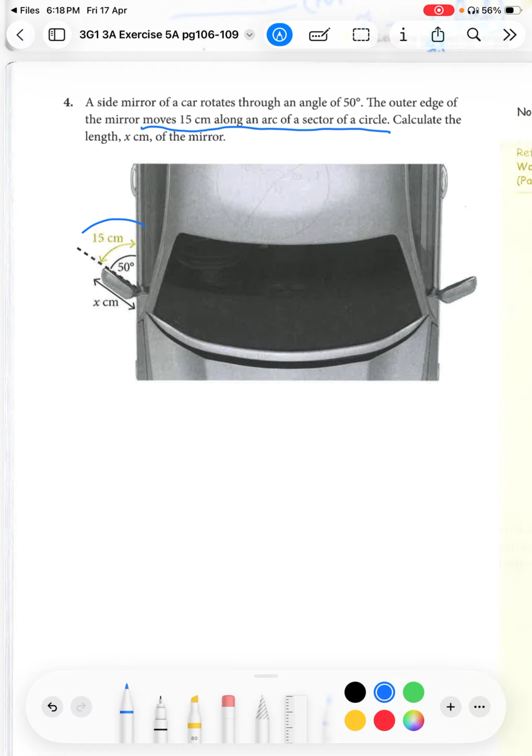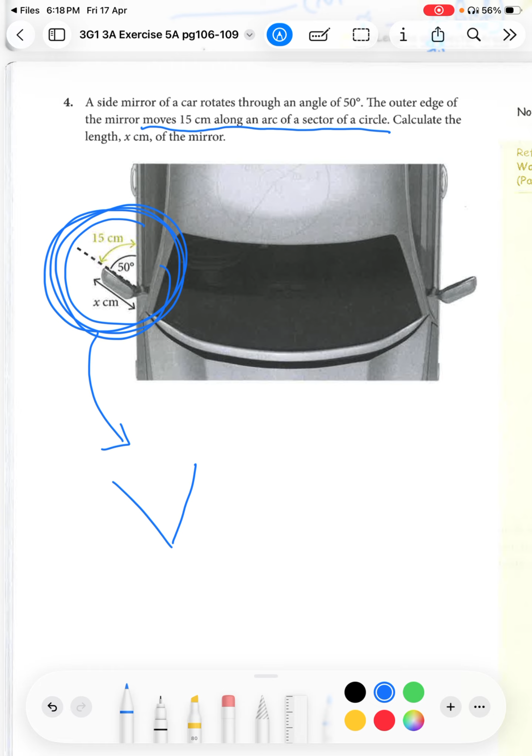So what I'm doing over here is, this part models a sector of a circle. Like this, they move through 50 degrees and move through an arc, which they say is an arc of 15 cm. They want to find the length of the mirror, which is this one. It happens to be the radius. So technically, this question is saying find the radius given the arc length and the angle.